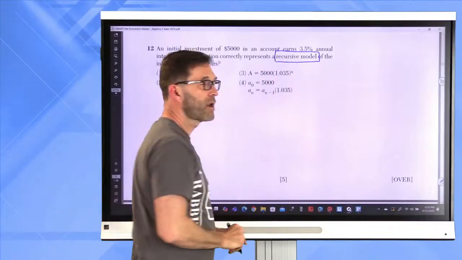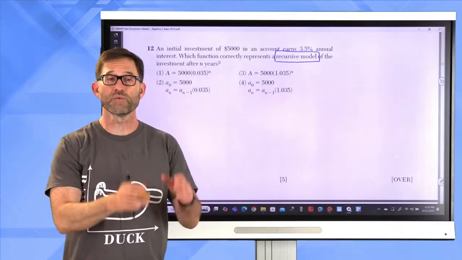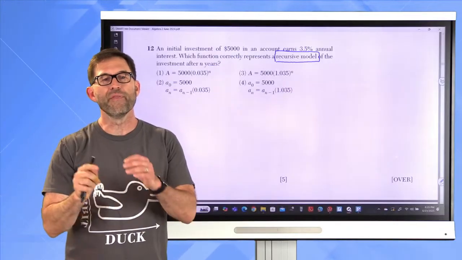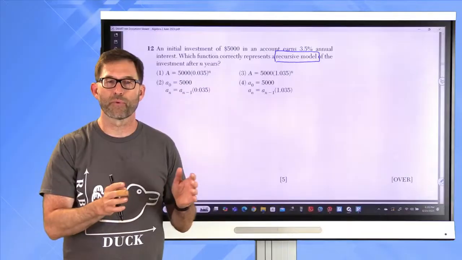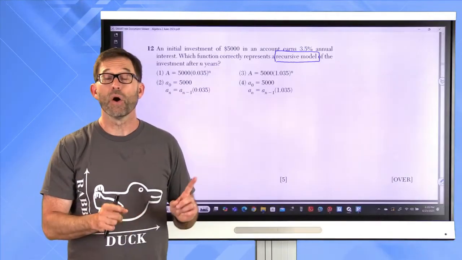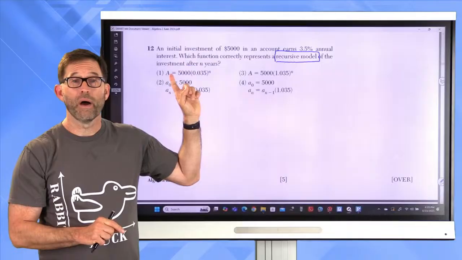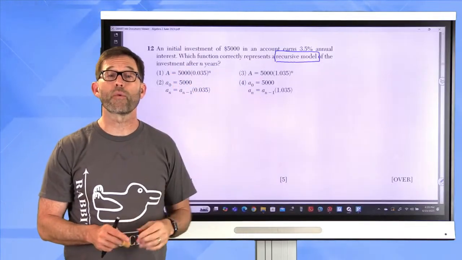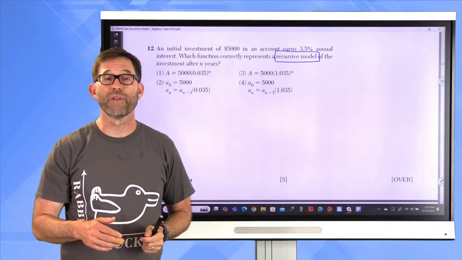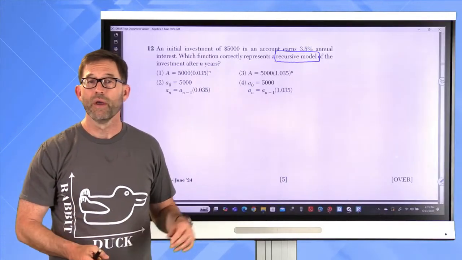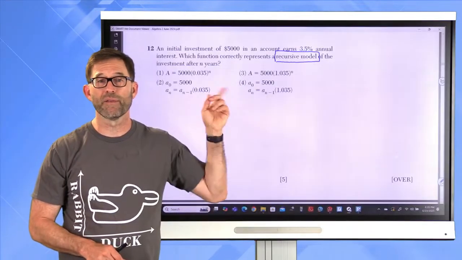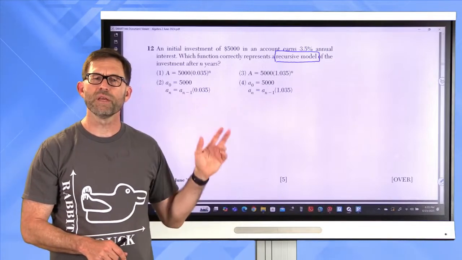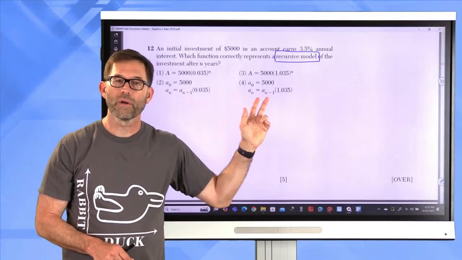So a recursive model is one that basically says, okay, this is what I have in year 1, or this is what I have to start with. And then this is how each year depends on the previous year, right? So choice 1 and choice 3 are not recursive models. They're what are called explicit models. They're models where you take the number of years, plug them into the equation, and boom, here's how much the investment is worth. All right, so it's either choice 2 or choice 4.